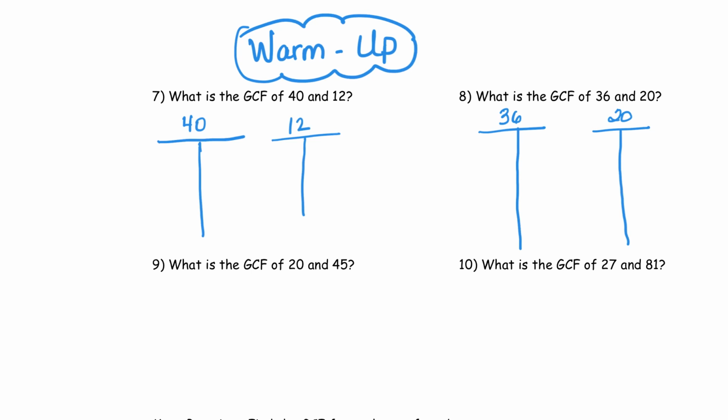Everyone, Mrs. Spatola here. Today we're going to start with a warm-up. Before we start to simplify fractions, we're going to find the greatest common factor of a few numbers for the first couple of problems, and we're going to use the T-chart method.